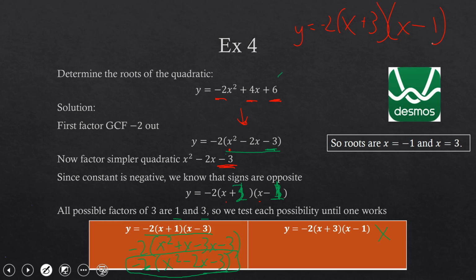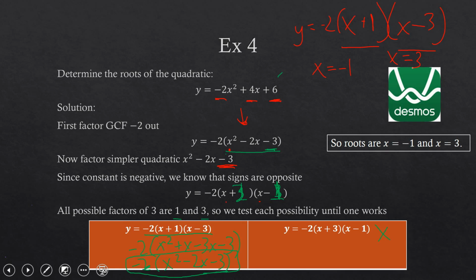Excuse me, sorry, it's the other way. y equals -2 times x plus 1 and x minus 3, right? And so we need this to be 0, and we need this to be 0. And so it should be plain to see here that x equals -1 is going to make this 0, and x equals 3 is going to make that 0. So those are our roots.